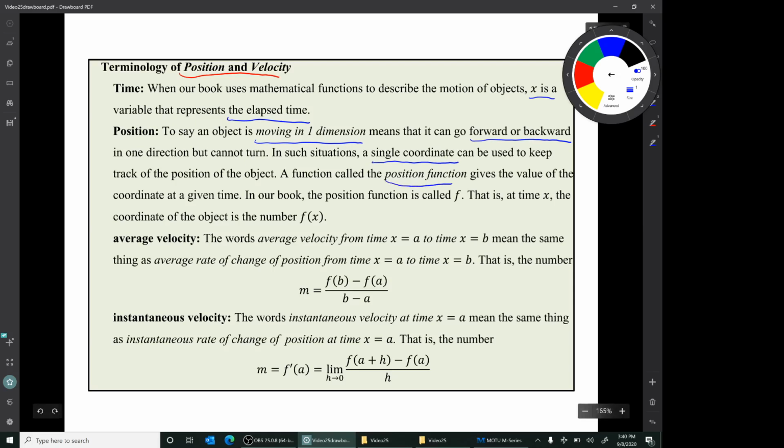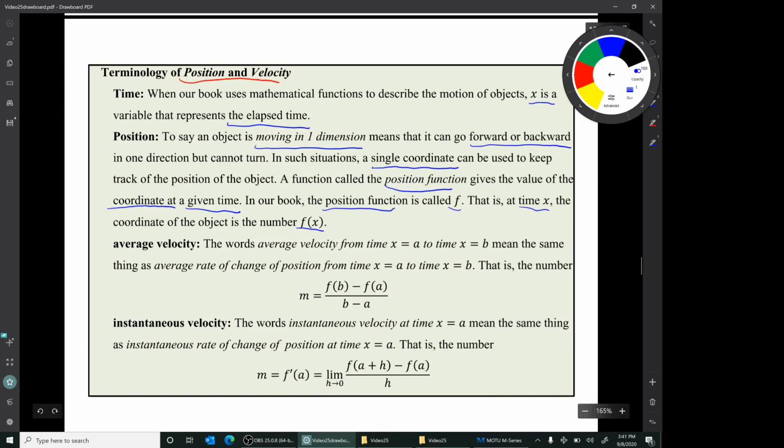So the position function gives you the value of the coordinate, that's your position coordinate, at a given time. So in our book, the position function is called f. That is, at time x, the coordinate of the object is given by the number f of x that's obtained from that function. So the words average velocity from time a to time b mean the same thing as average rate of change of position from time x equals a to time x equals b. So in other words, the average velocity is obtained by doing this computation.